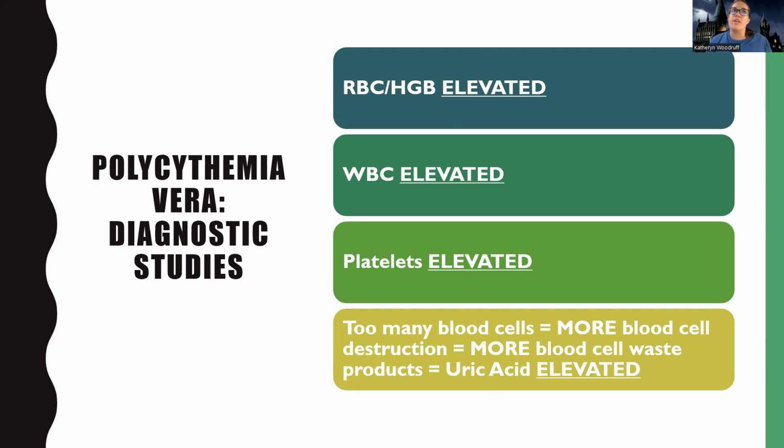Like I just mentioned, there are too many blood cells. My body works on a feedback loop, so if it senses I have too much of something, it's going to try to get rid of it. If I have too many blood cells, it's going to start breaking down these blood cells, which means I have more blood cell waste products. One of the waste products of breaking down blood cells is uric acid. And this leads to symptoms like gout that are super uncomfortable, with a lot of joint pain and stuff like that.